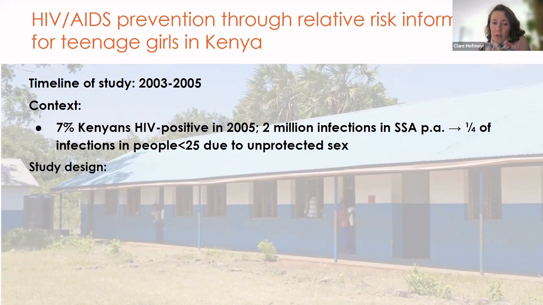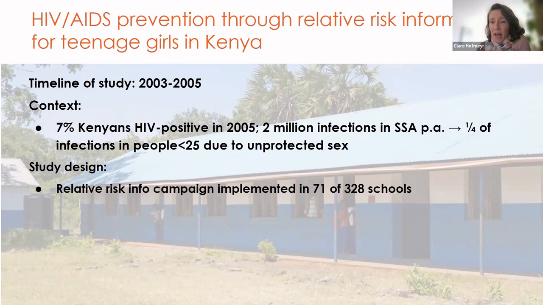So in terms of the study design, although the Kenyan Ministry of Education, Science and Technology integrated an HIV/AIDS education curriculum into the primary school curriculum in 2001, by 2003 it hadn't been fully implemented. And it also didn't include information on the distribution of HIV infections by age and gender. In other words, it didn't provide information on the relative risk of having unprotected sex with people of different ages. So to test whether providing that information would have an effect on sexual decisions, a relative risk information campaign was implemented in 71 schools that had been randomly selected from a total of 328 primary schools involved in another HIV intervention evaluation.